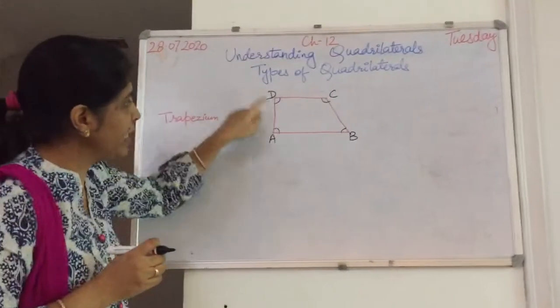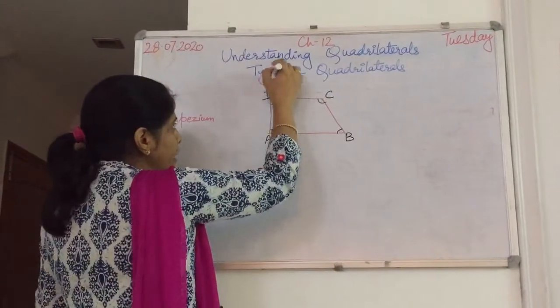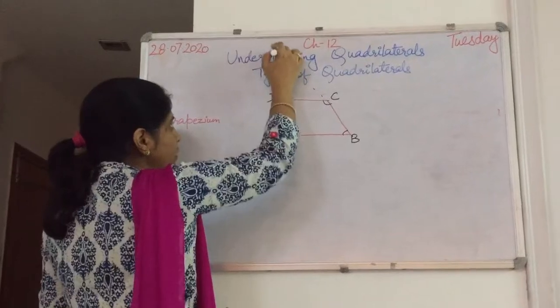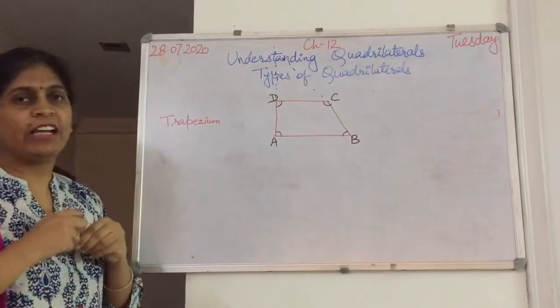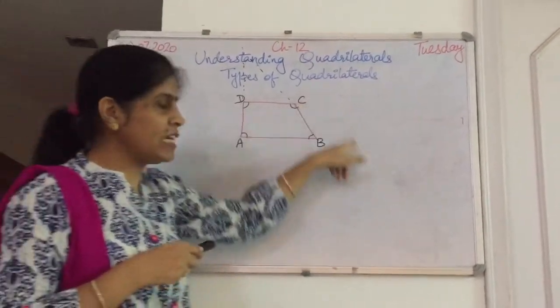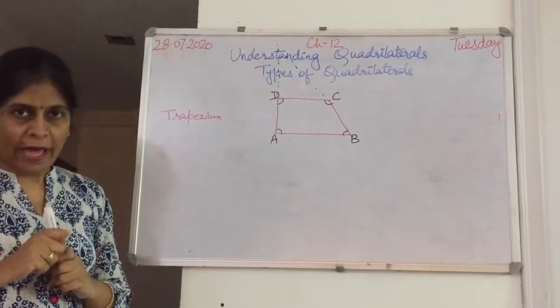But why not AD and CB? Because if we extend these two lines, they will definitely meet at a point. You can see that they will meet at this point. So that's why they are not called parallel lines. So AD and BC are not parallel, but AB and DC are parallel.